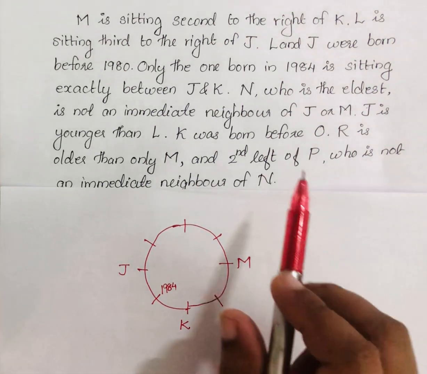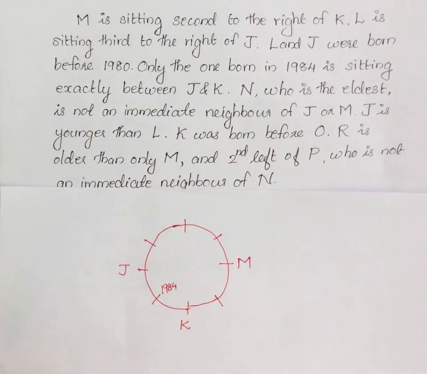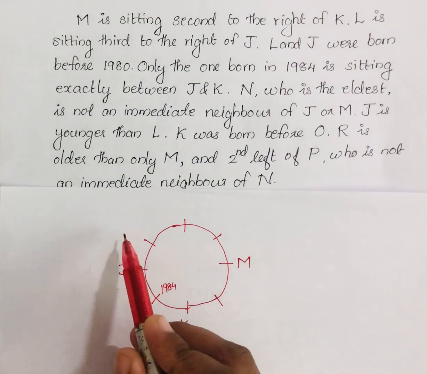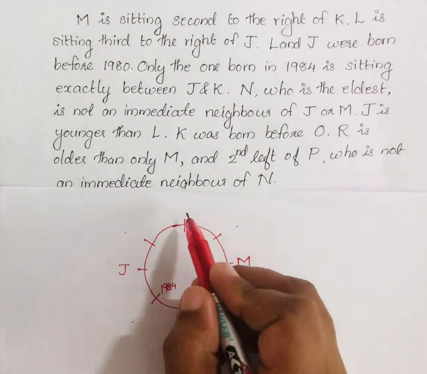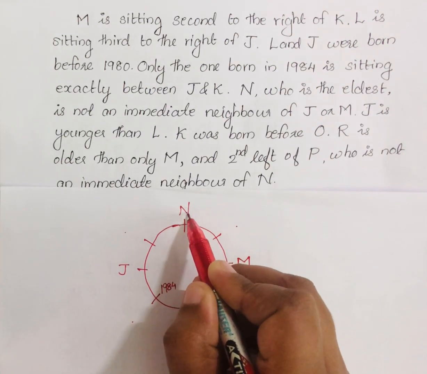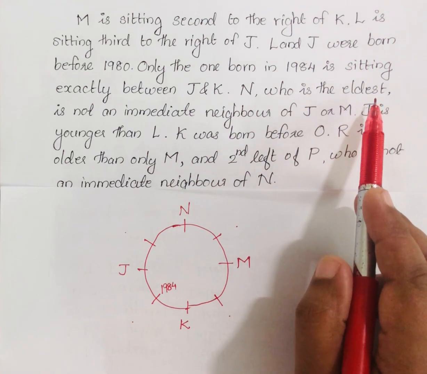Then the next condition: N, who is the eldest, is not an immediate neighbor of J or M. So N is the eldest and is not a neighbor of J or M. So N cannot be in these two places and cannot be in these two places. So only one place is remaining, that is for N. And one more thing is given: N, who is the eldest.